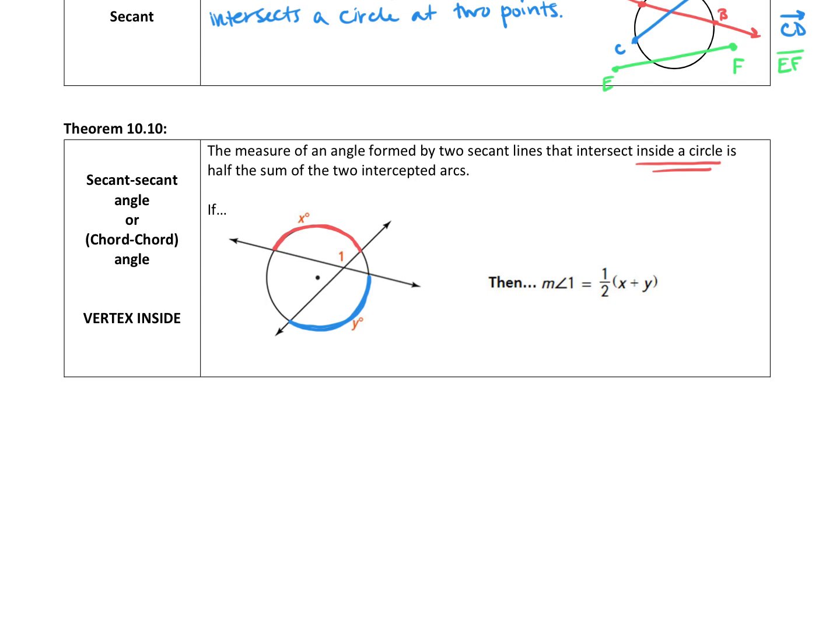So if you have two secants that are intersecting inside the circle, you're going to see us talk a lot about where the vertex is. The vertex of your angle is inside the circle. So the measure of that angle is equal to 1/2 times arc X plus arc Y. So when the vertex is inside the circle of intersecting secants, the angle that it creates is equal to 1/2 times the sum of those two arcs, one arc plus the other arc.